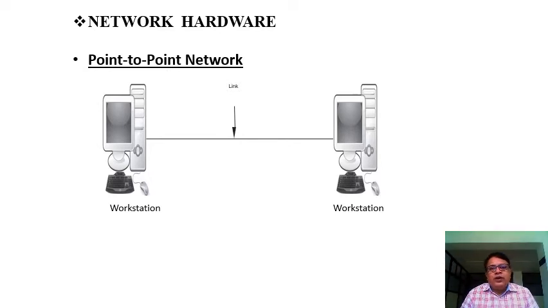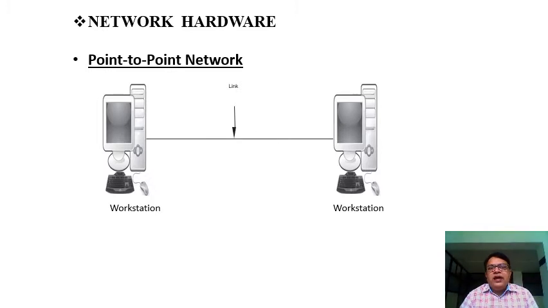So what is meant by point-to-point network? Friends, the figure is going to show you what is meant by a point-to-point network. In this figure, two different computers are shown, and these two computers are connected with the help of a dedicated link. Dedicated link means only these two computers are going to use this communication channel. This link is shared only between these two computers.